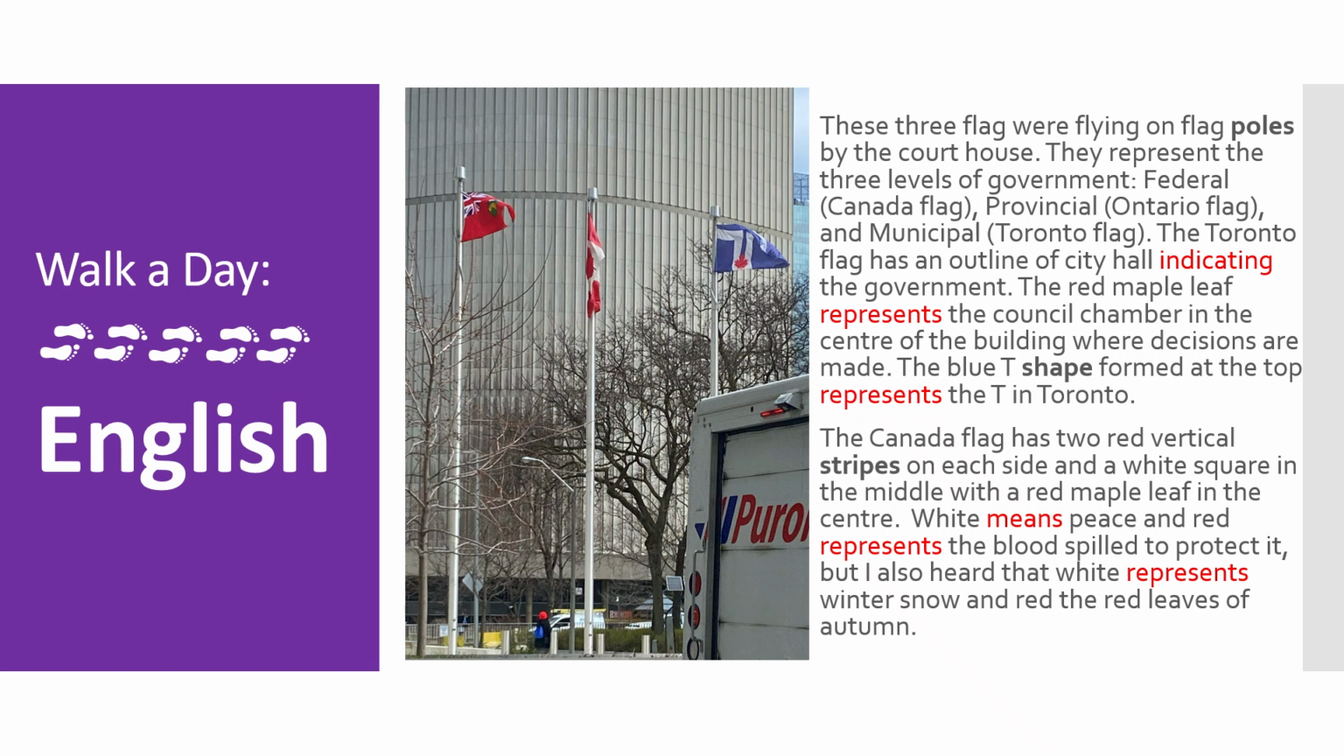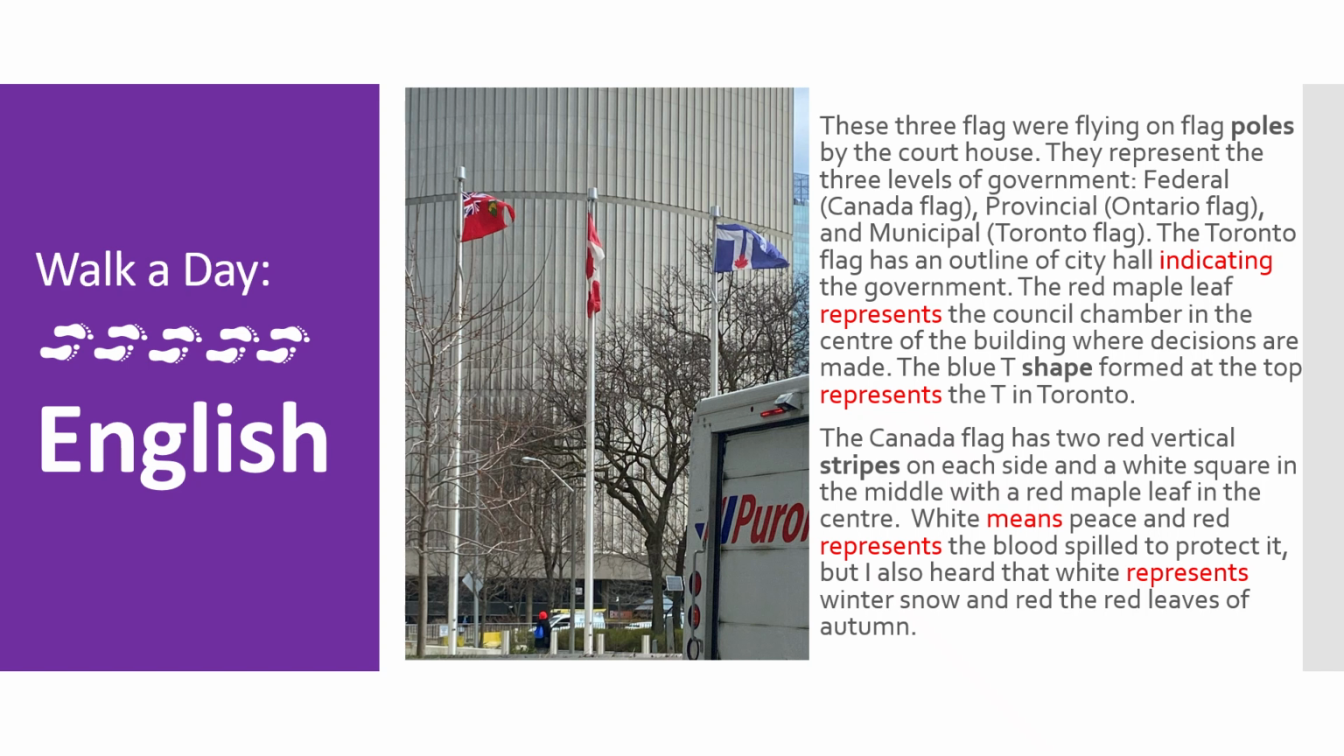These 3 flags were flying on flagpoles by the courthouse. They represent the 3 levels of government: federal, Canadian flag; provincial, Ontario flag; and municipal, Toronto flag. The Toronto flag has an outline of City Hall indicating the government. The red maple leaf represents the council chamber in the center of the building where decisions are made. The blue T shape formed at the top represents the T in Toronto.